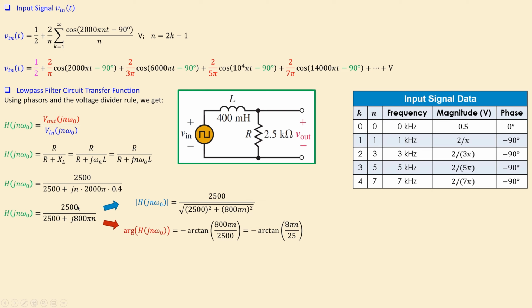So this 0 degrees minus this, and this minus is actually from the denominator, and the arctangent will then produce the required phase: the imaginary value divided by the real value. And if you simplify this, you will have minus arctangent of 8 pi n divided by 25. That's the expression for the argument, and this is the expression for the amplitude, or the magnitude.